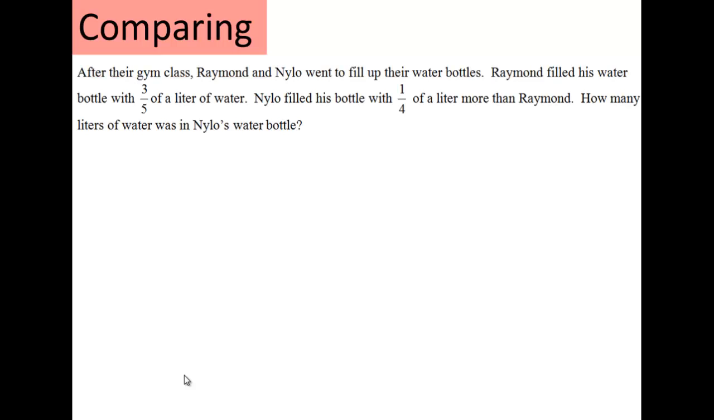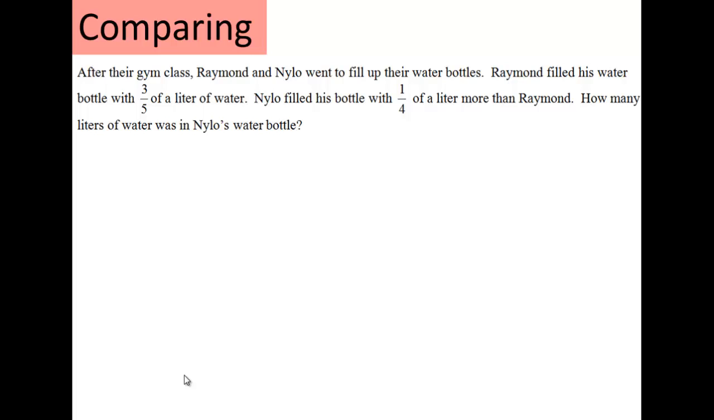All right, so let's take a look at some examples. Here's one popular type of comparing problem. After their gym class, Raymond and Nilo went to fill up their water bottles. Raymond filled his water bottle with 3/5 of a liter of water. Nilo filled his bottle with 1/4 of a liter more than Raymond. How many liters of water was in Nilo's water bottle?